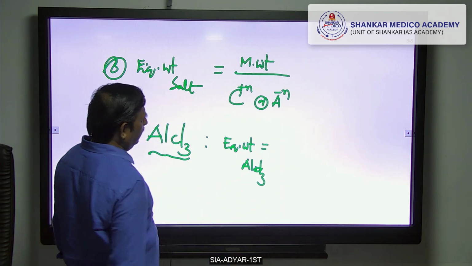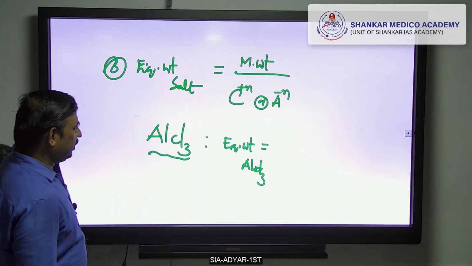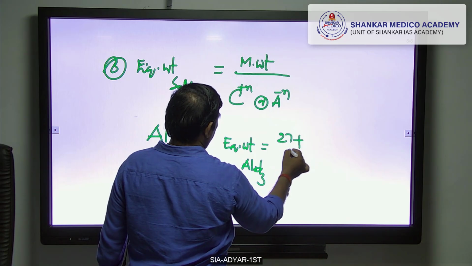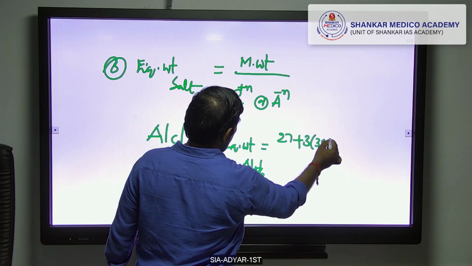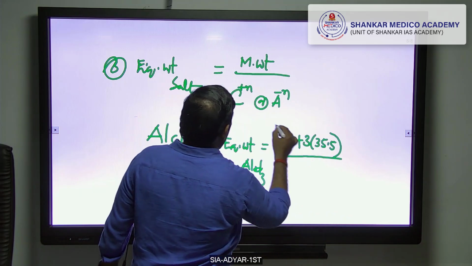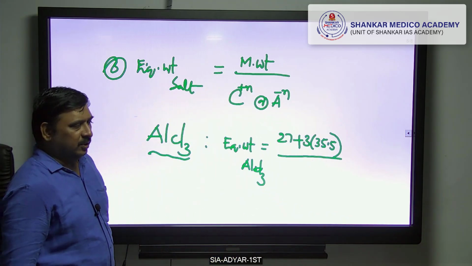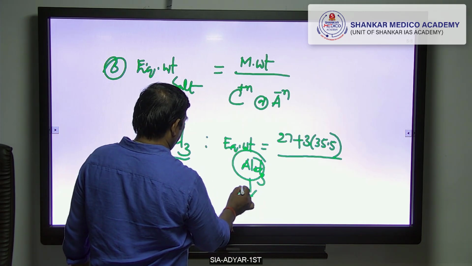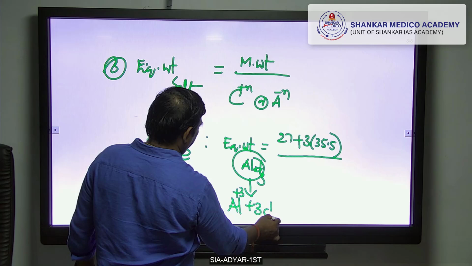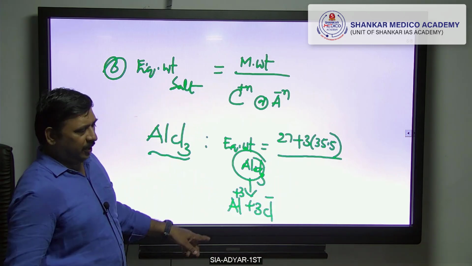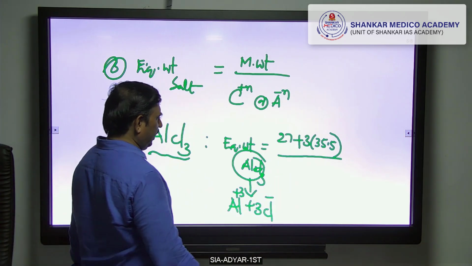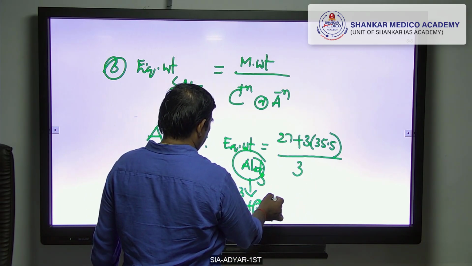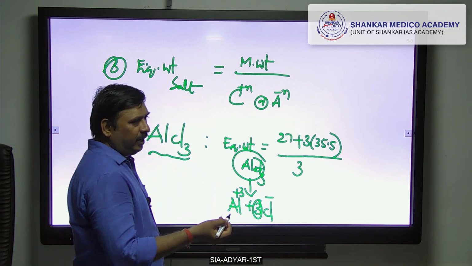In this condition, first take the molar mass. Aluminum atomic weight is 27. 3 chlorine means 3 into 35.5, upon total charge on cation. Aluminum chloride contains 1 aluminum cation and 3 chloride anions. Aluminum charge is 3 plus, so you put 3. 3 chloride ions means 3 into minus 1, that is equal to minus 3.